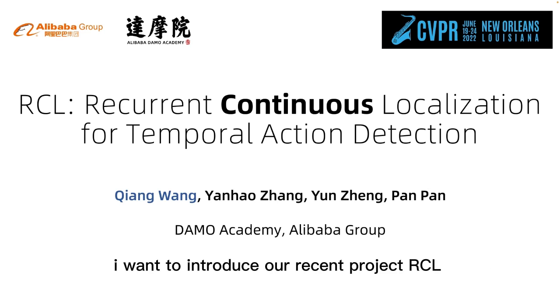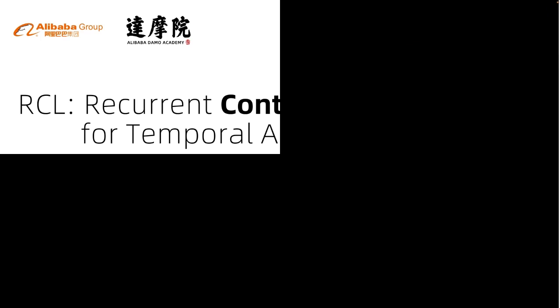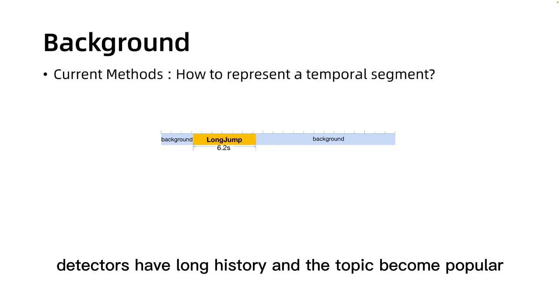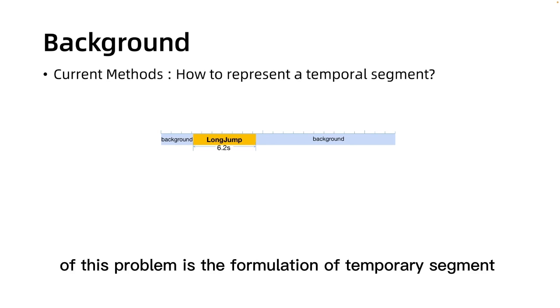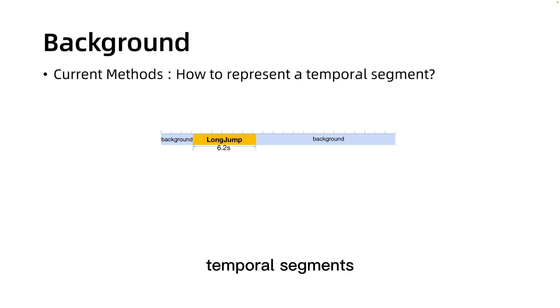Today I want to introduce our recent project RCL: Recurrent Continuous Localization for Temporal Action Detection. The evolution of temporal action detection has a long history, and the topic became popular with the growth of temporal content. We think the kernel of this problem is the formulation of temporal segments, which means how we use a deep model to represent a temporal segment.